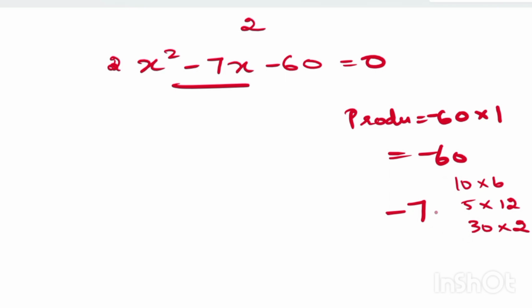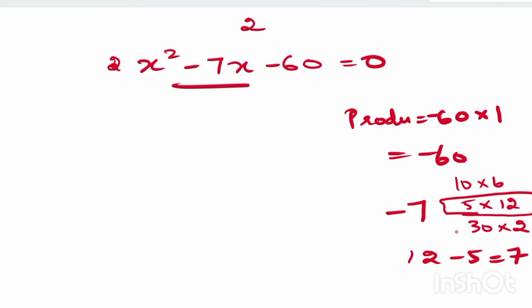You are supposed to choose the numbers whose sum or difference will give you 7. So from the chosen numbers, you can choose 5 and 12. What is 12 minus 5? 12 minus 5 is 7. So the numbers which we are going to choose are 12 and 5.